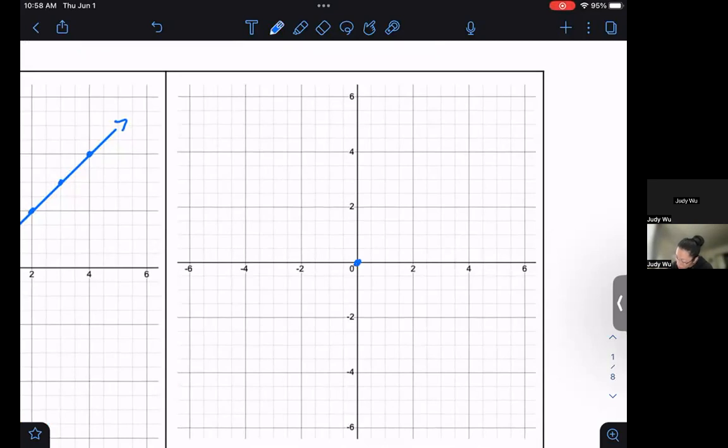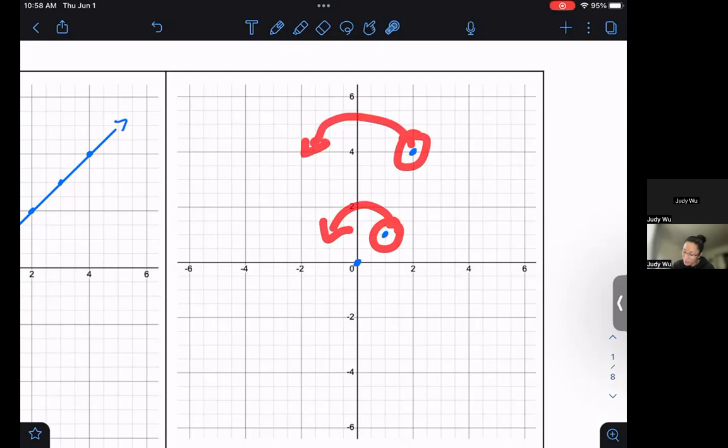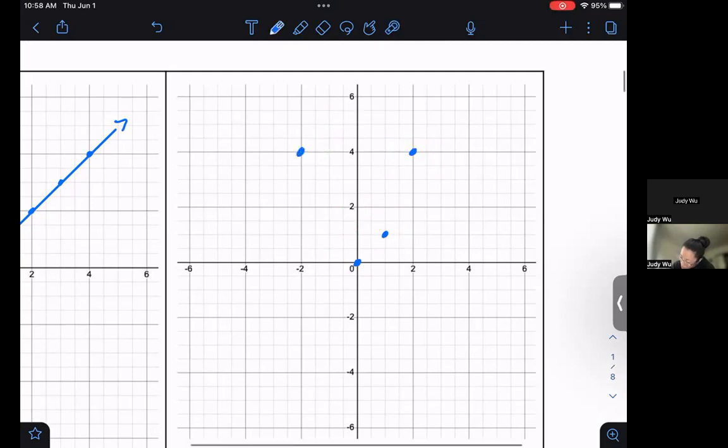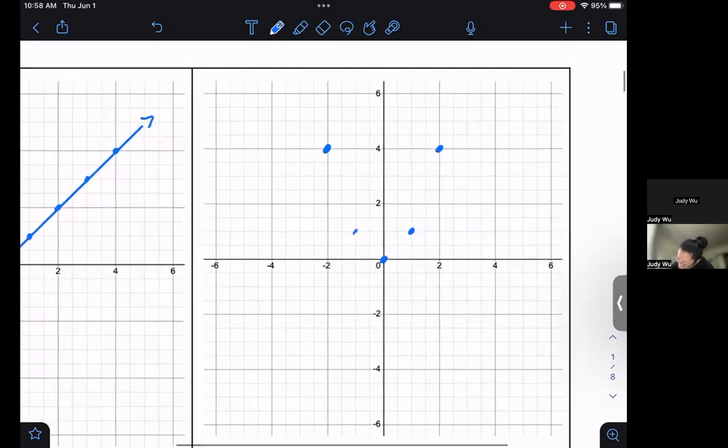All right, the other even parent function I want us to think about, we're going to start at 0, 0 and 1, 1, but this time we're going to go 2, 4. Okay. And just like before, we're going to take these points and we're going to reflect them over to the other side. And we'll get -2, 4 and -1, 1. And instead of connecting these with a V shape, we actually are going to connect these with a more smooth U shape.